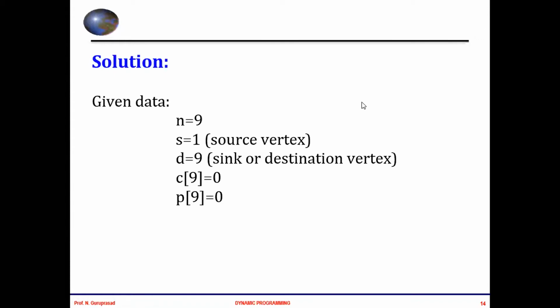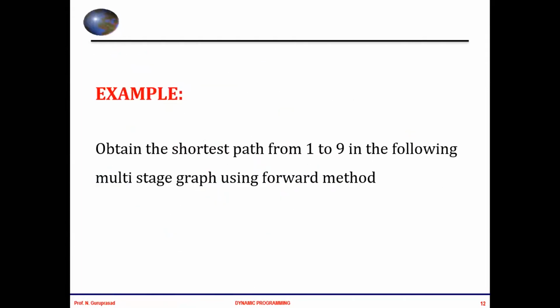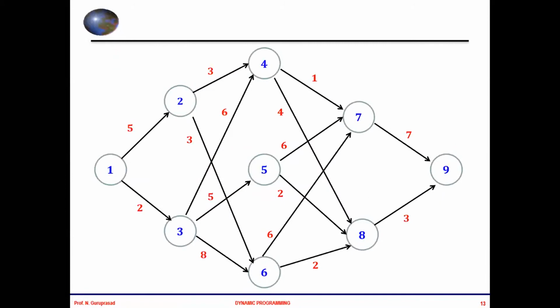Now, based on the algorithm, our next step will be like this. We are going to calculate the value of C. Hold on, please understand all of you. First thing is we are going to find out the path from 9 to 1. Okay, now look at the graph. The graph is displayed on the screen. Using forward approach, we are going to find out this particular path from 9 to 1.